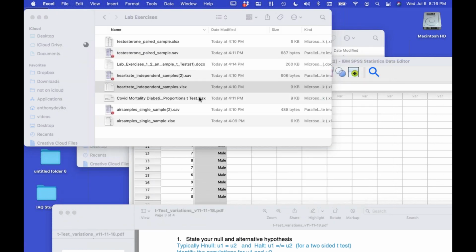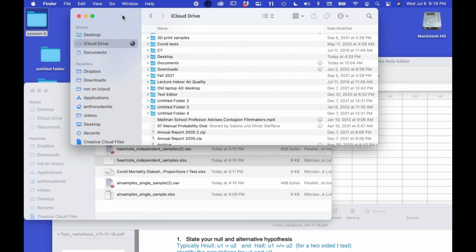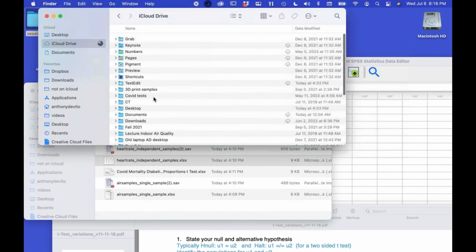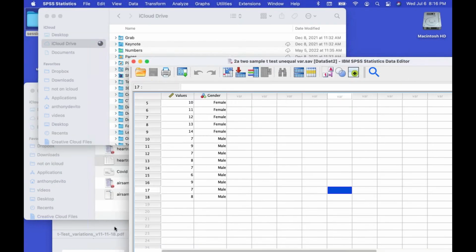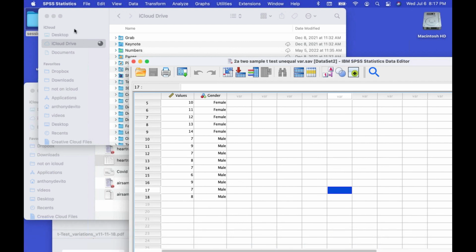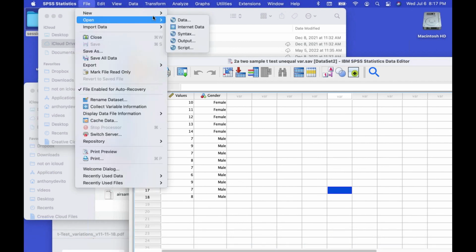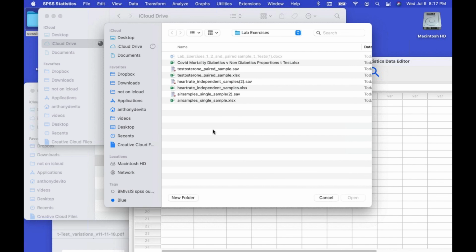Let's say open data, navigate to it. And okay, where is it? Where the hell is it? Up here. Session 8. Go into lab exercises. And no, it's not in there. It must be in demo files. Here it is. Okay, I'm going to open it up.